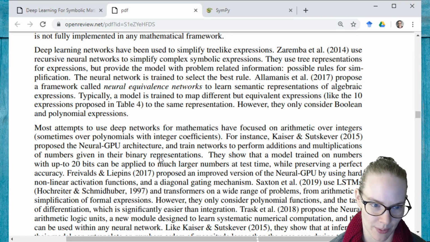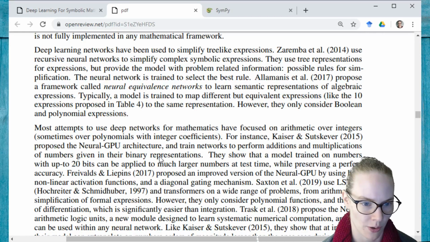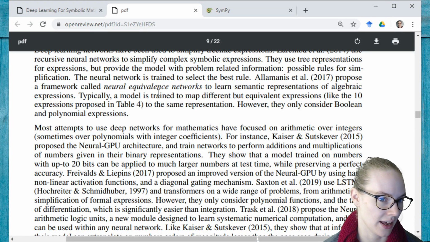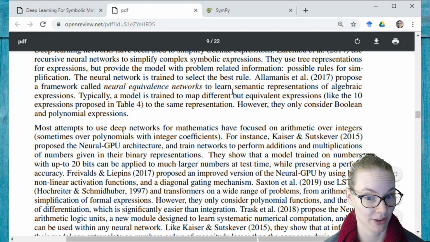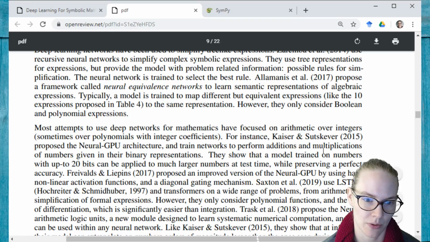Most attempts to use deep networks for mathematics have focused on arithmetic over integers, sometimes over polynomials with integer coefficients. For example, Kaiser and Sutskever 2015 proposed the neural GPU architecture and trained networks to perform additions and multiplications of numbers given in their binary representations. They show that a model trained on numbers with up to 20 bits can be applied to much larger numbers at test time while preserving a perfect accuracy.